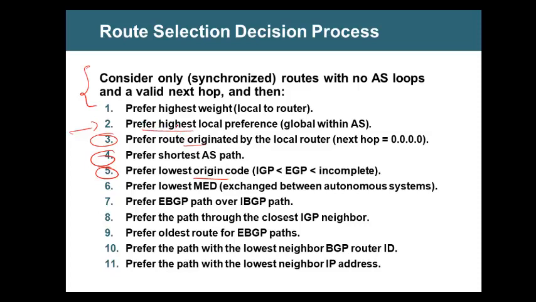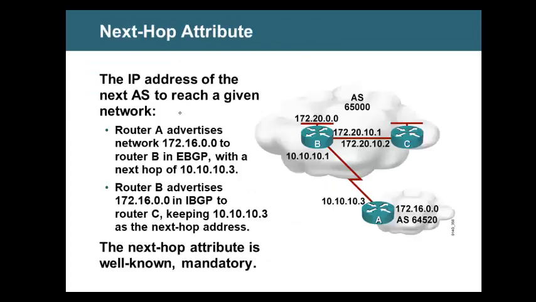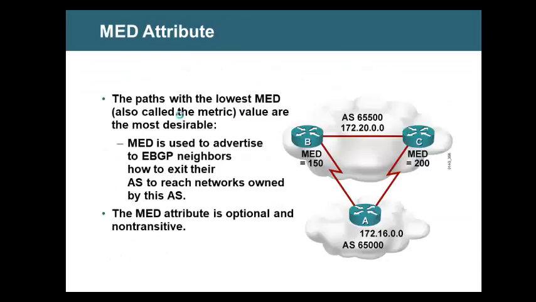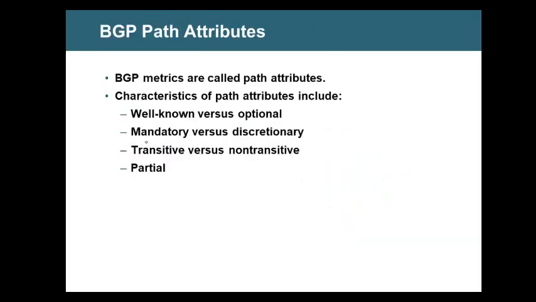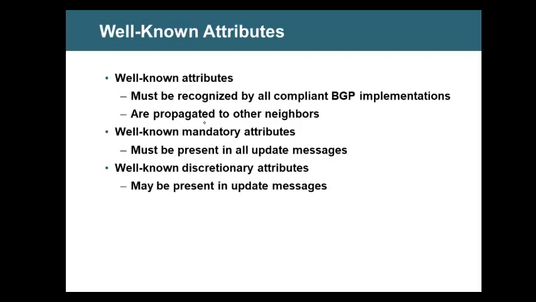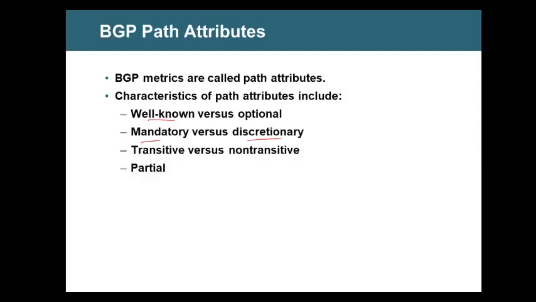Now, we have learned the difference between well-known mandatory and well-known discretionary. I want you to read these lines and confirm whether you learned it correctly. Read yourself. Now let us move on to optional transitive and optional non-transitive. See, optional means you know.